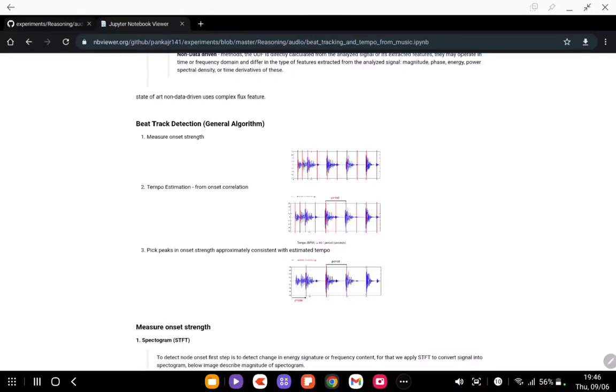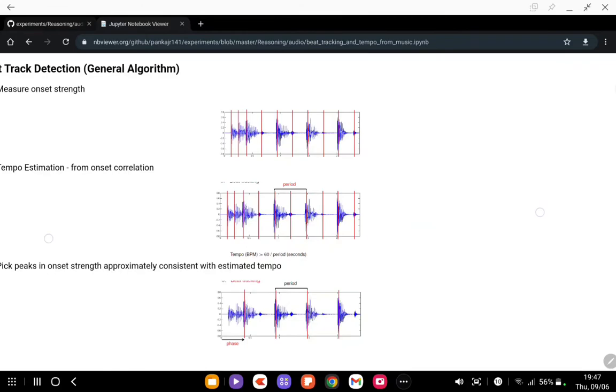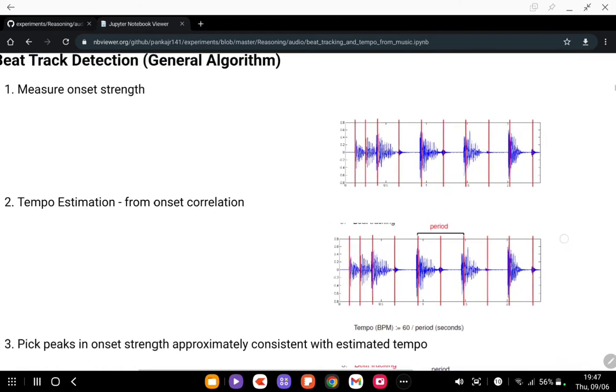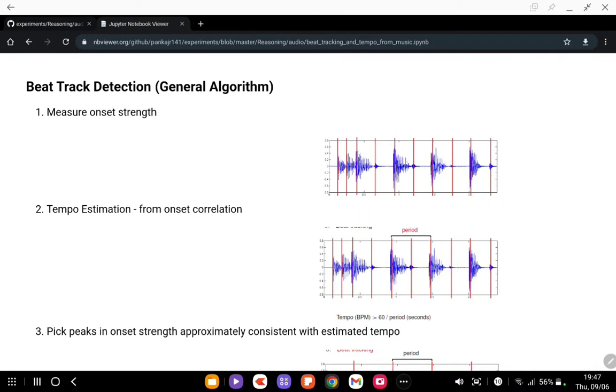So let's discuss a general beat tracking algorithm. It can be fairly divided into three parts. The first part is measuring onset strength. By that I mean you have a wave signal in the time domain, and you need to find out what are the different onset events associated. For example, if I zoom in here, you can see that this line denotes the start of an event. Again, this line, this line, this line. So there are multiple events occurring here. The first thing is to determine the onset events, or the strength of each onset event. Different signals have different strengths. For example, you can see this is a much larger signal compared to this one.